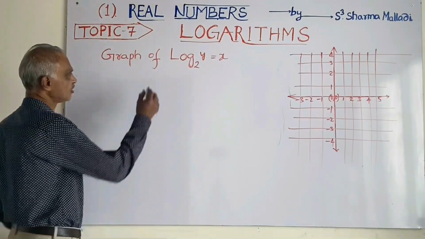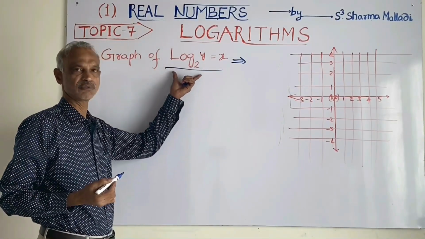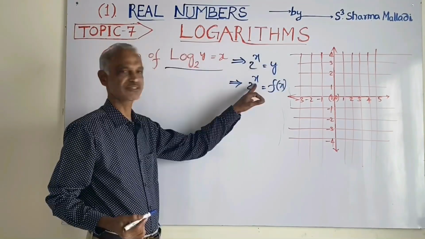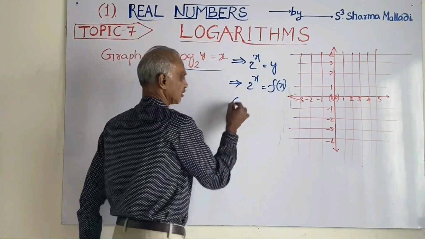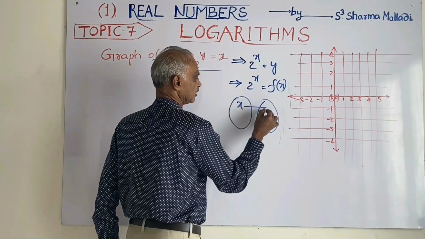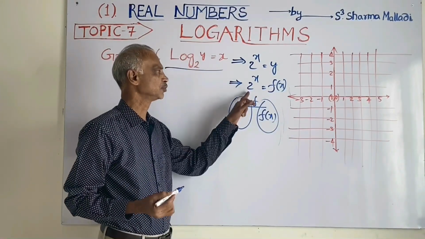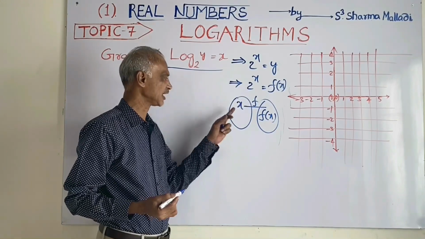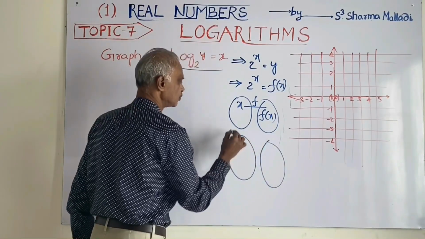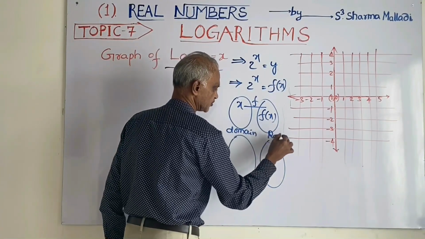Now, how to draw the graph of log y to the base 2 is equal to x? Writing logarithmic form in exponential form: 2 to the power of x is equal to y. x is the domain, y is the range. Already you know, x is the domain and the range is f of x. 2 to the power of x is the image of x under function f. Now you take it like this: this is the domain, this is the range.